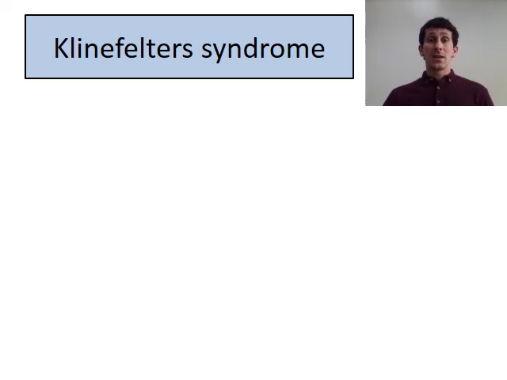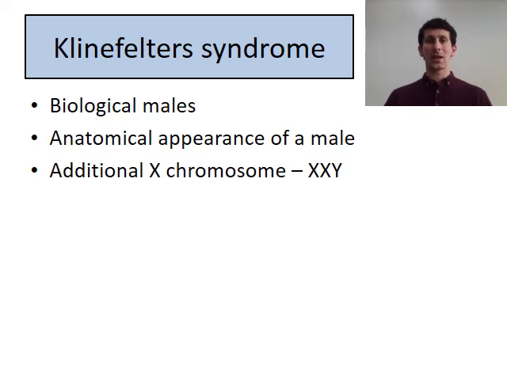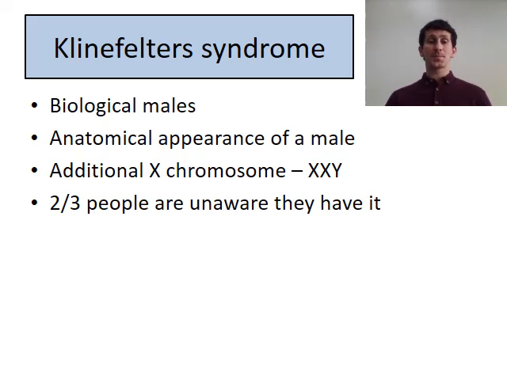First one we're going to look at is Klinefelter syndrome, and this occurs in people who are biologically male. And they have the anatomical appearance of a male. So if you look at them, they look male. But they have an additional X chromosome. So their genetic makeup would be XXY.